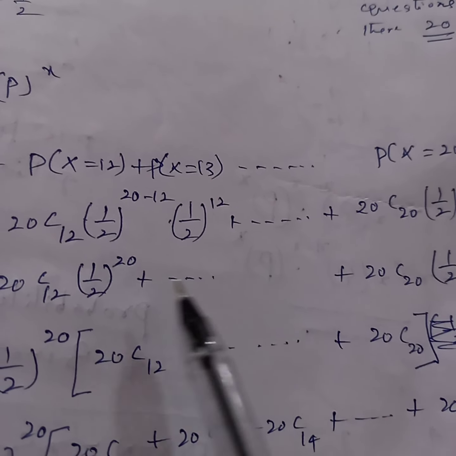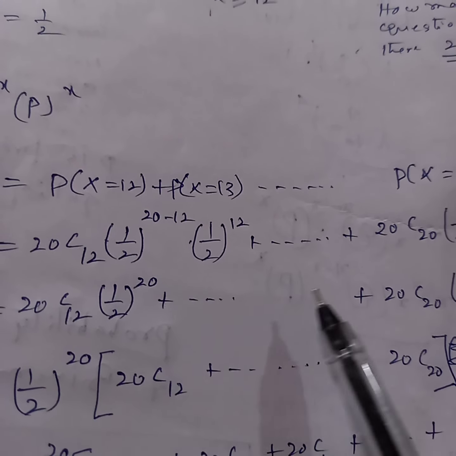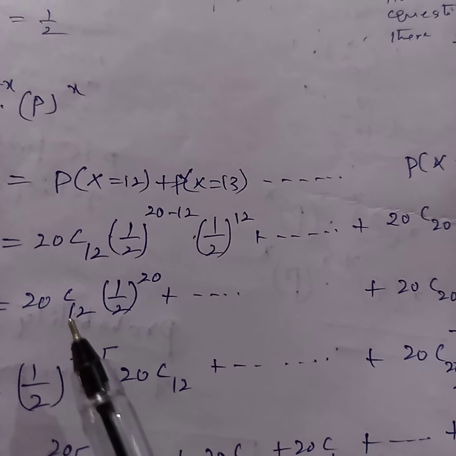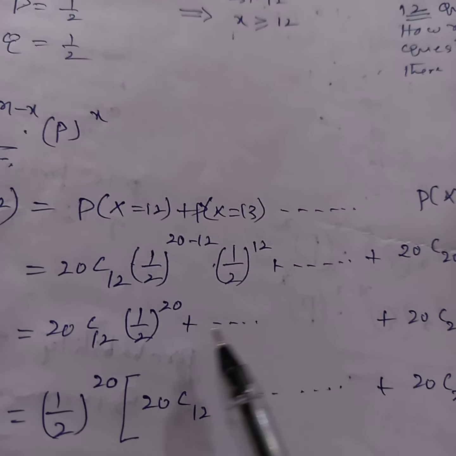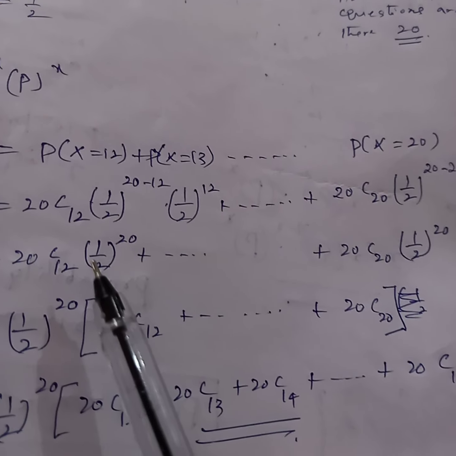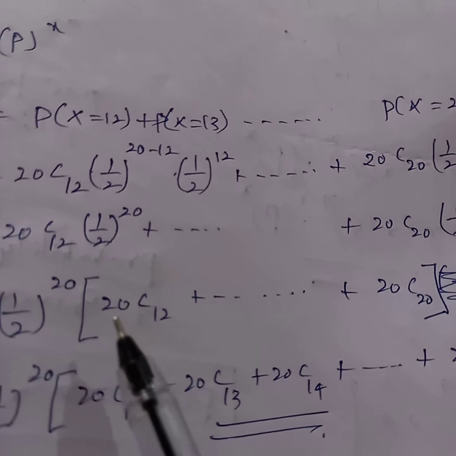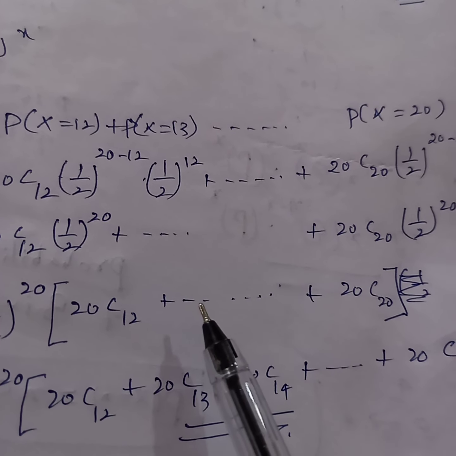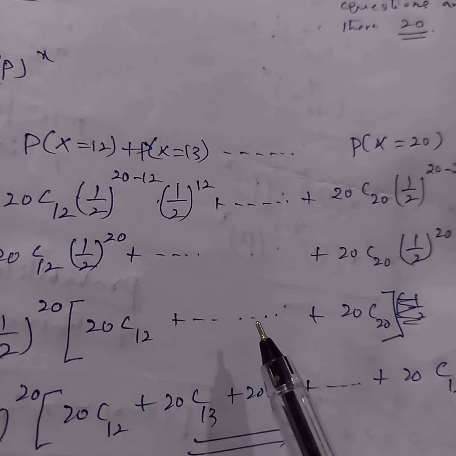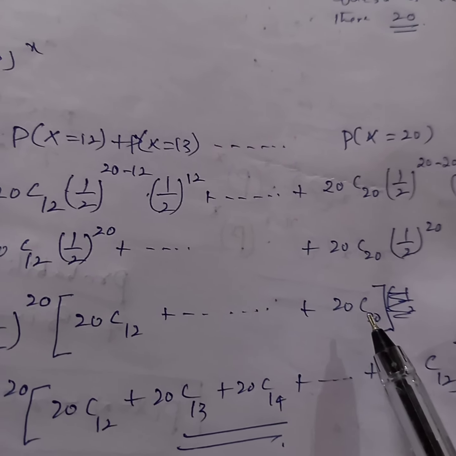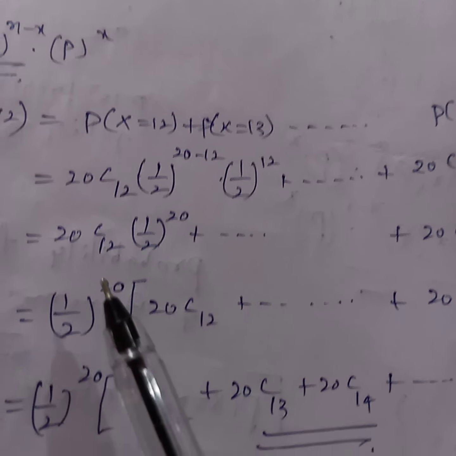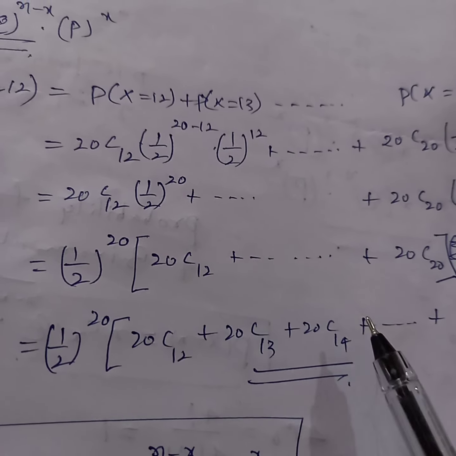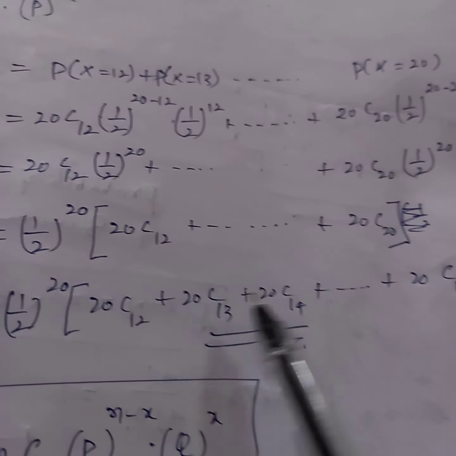In between there are so many other terms. This is a common factor for them. The only thing that differs is 20C12, 20C13, 20C14 that we have not written. So half to the power of 20 we take out as common, and the other terms that come here are 20C12, 20C13, 20C14 and the last one 20C20. Now half to the power of 20 that we write, but we don't calculate these values. We keep this as the answer.